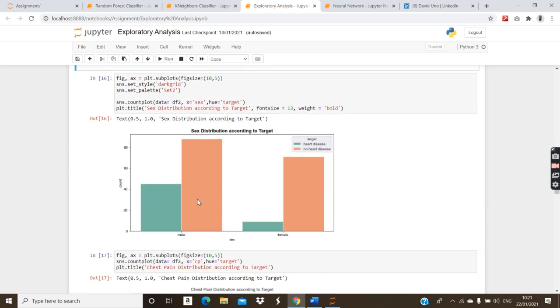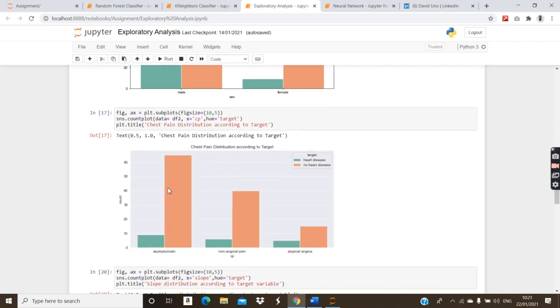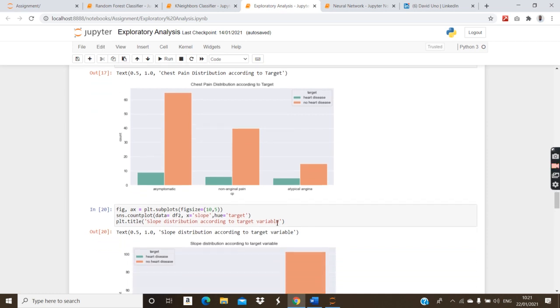So furthermore, looking at the sex distribution, it's evident that there are more men with heart disease than there are women with heart disease. We dug in further, and it is also evident that most people with heart disease are actually asymptomatic, with no form of chest pain. There are more people that are asymptomatic than there are people with a type of chest pain. The non-anginal pain comes next, and the atypical angina comes after that.